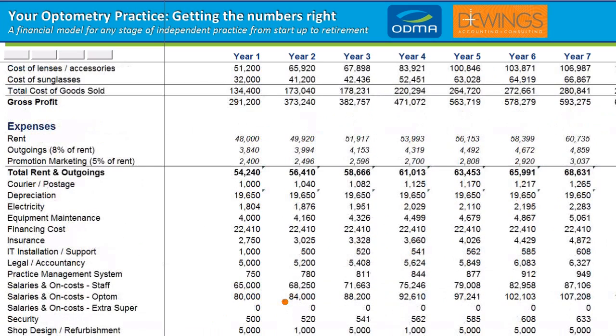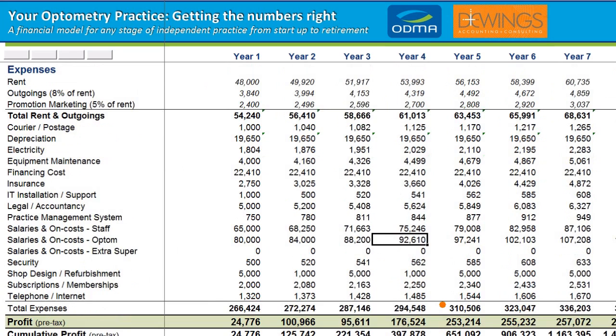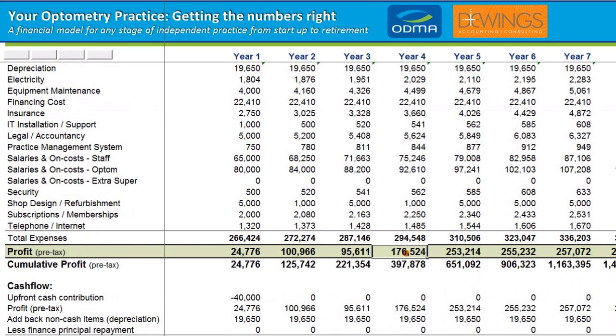But really the power of modelling comes with being able to take that now and to test certain scenarios. So say, for example, this practice wants to look at options for growth, and they want to do that in their 4th year of operations. So what they're going to do is take on another optometrist. So let's have a look in year 4 at the profit at the moment that we're making based on our projections. It's around about $176,000 or so.